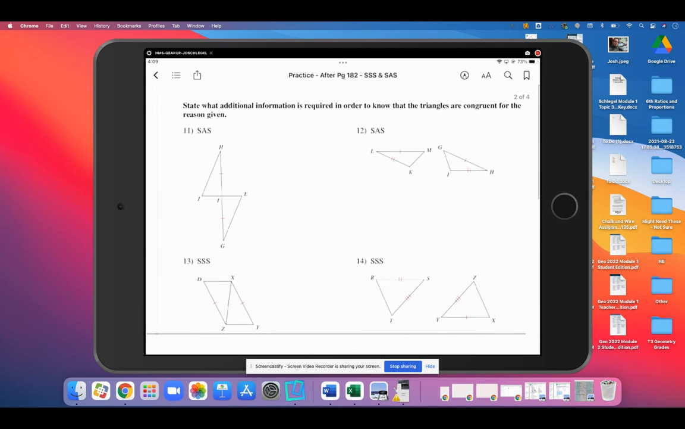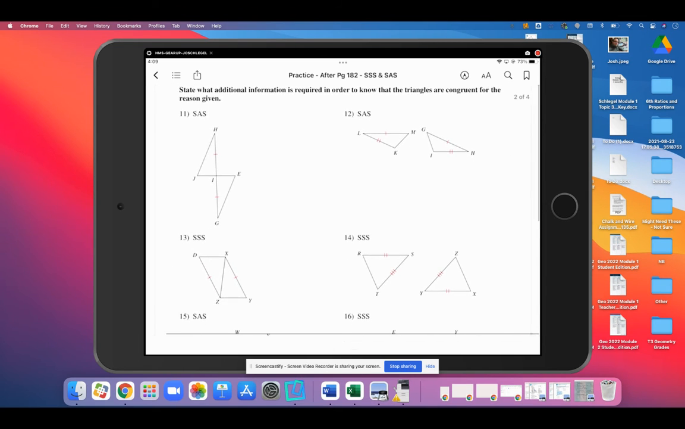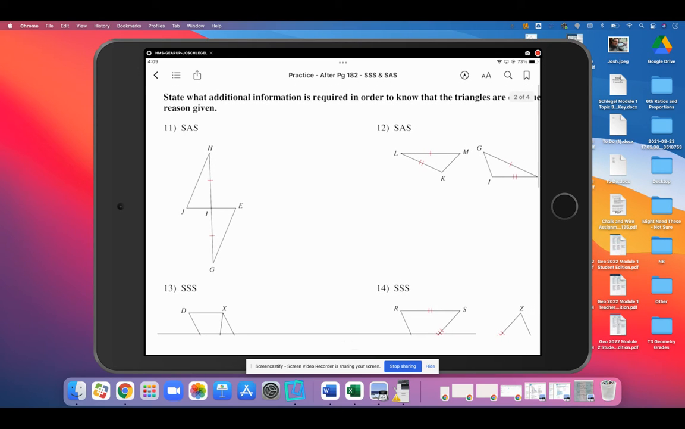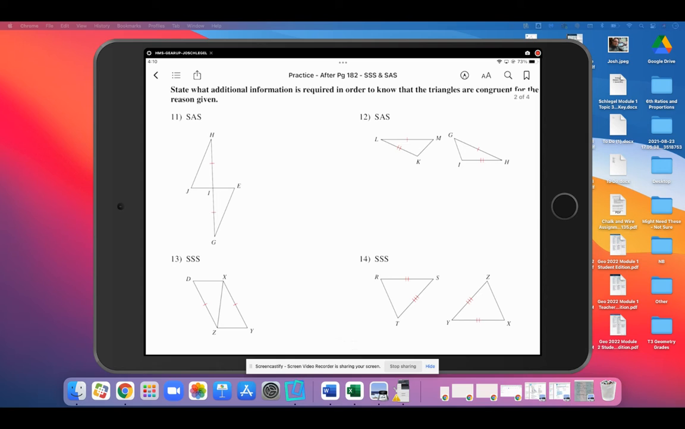We are to state what additional information is required in order to know the triangles are congruent for the given reason. And so our first reason is side, angle, side. And what I would need to know in order to prove that these are congruent by side, angle, side, I already know. Let's write in what we know first.